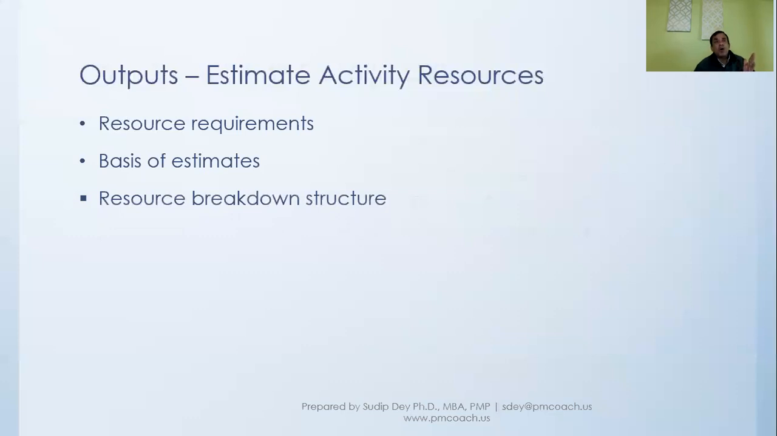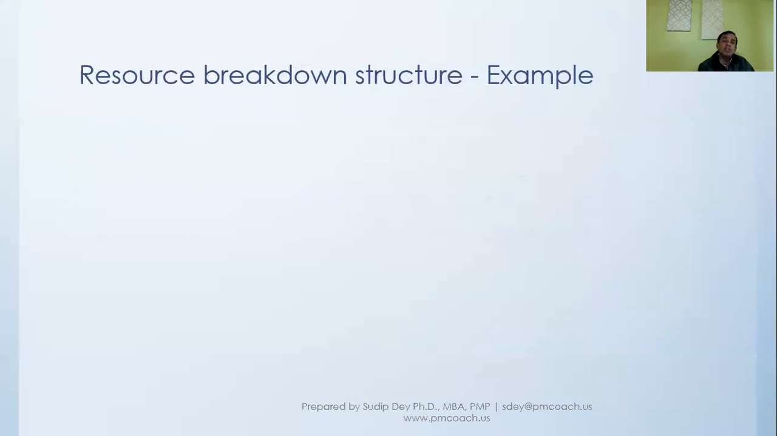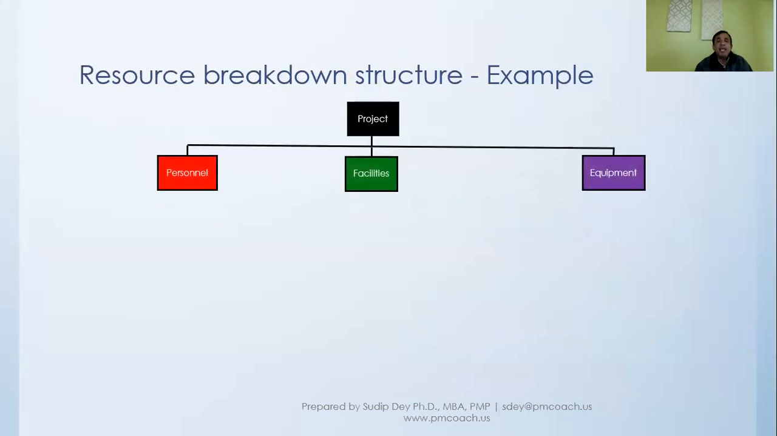It is different from the organizational chart that we looked at. This resource breakdown structure encompasses all the different types of resources. So let's look at an example of a resource breakdown structure. So this is the project, and we say we need these three different types of resources: one is personnel, one is facilities, and one is equipment. So we have identified at a high level that these are the different types of resources.